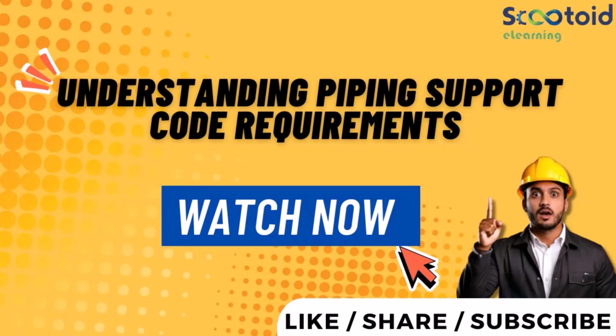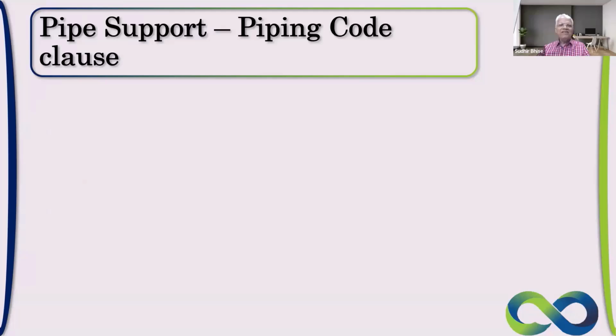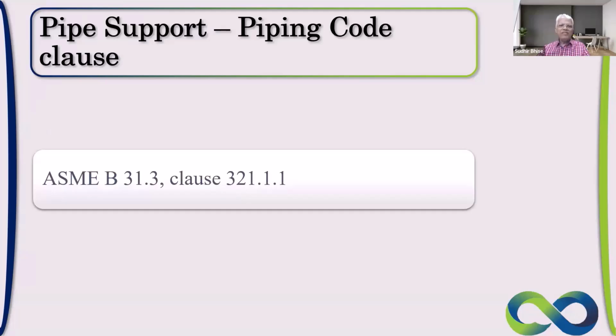In this video, we will understand some of the code requirements of the piping support. So what is the piping code mentioning? We will talk about the piping code 31.3, because this clause number 321.1.1 specifically mentions why supporting should be done for the piping.